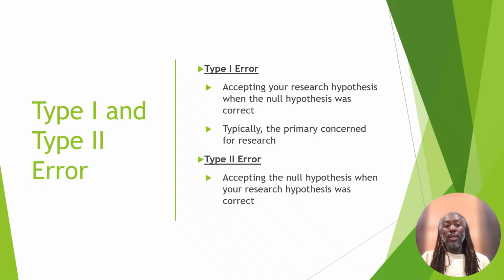Type 2 error, on the other hand, is the error that you make if you accept the null hypothesis when your research hypothesis was actually correct. So in this case, I'd be looking at my sample and I would say that my sample actually comes from the theoretical population that I'm referencing, when in actuality, that sample is from a different population.